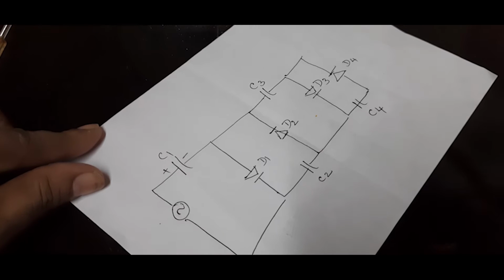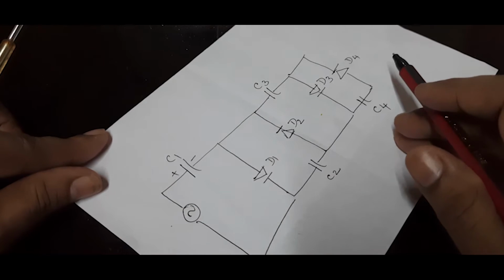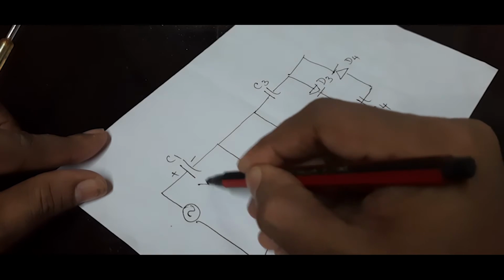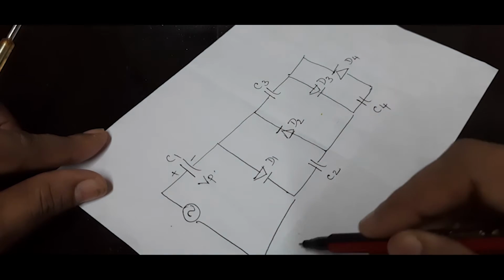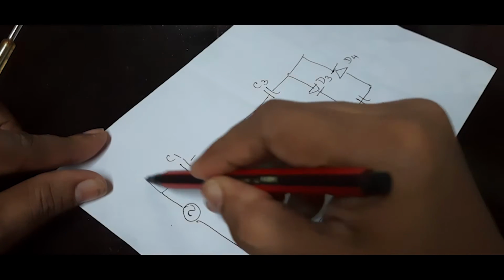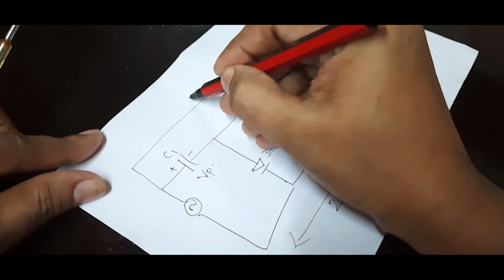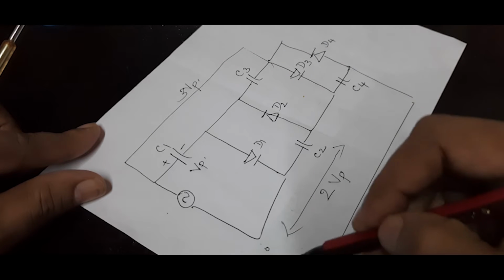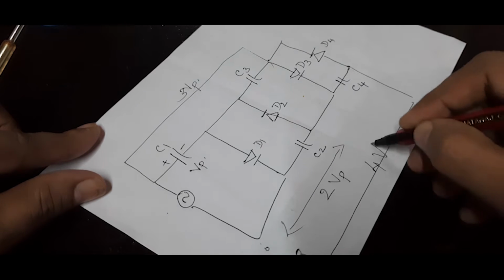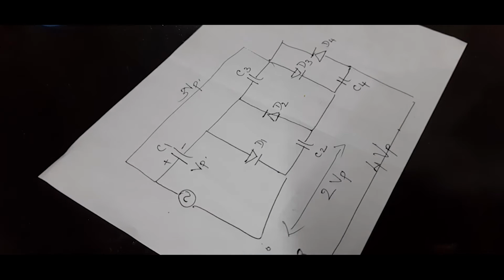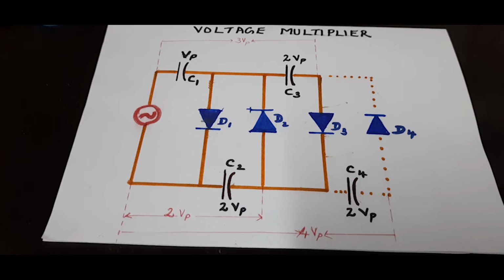Let's see where we will get the voltage outputs. Across this capacitor, you will get Vp. Across these two capacitors, you will get 2 Vp. Across these two capacitors, you will get 3 Vp. And across the fourth capacitor and the first point, you will get 4 Vp. So this is the circuit which we have drawn neatly. So hope the circuit is no more a complicated one.